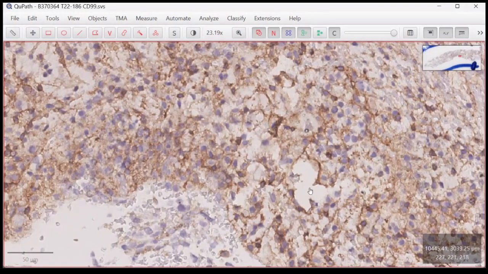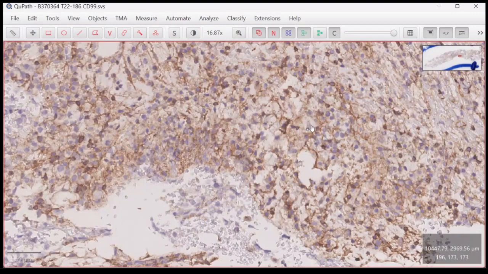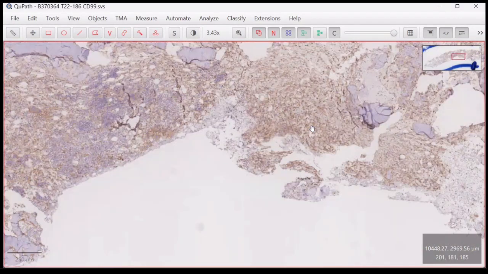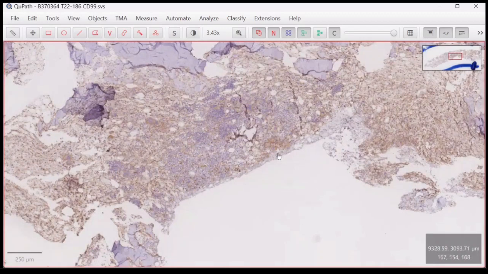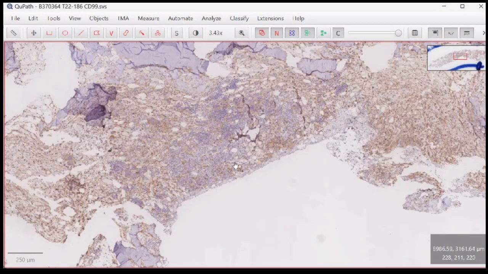If you ask me on this marrow, I don't feel safe to pass it, as there is still some residual disease with this CD99 pattern. I will normally proceed with CD14 and CD163, plus checking on the erythroid colony as well.